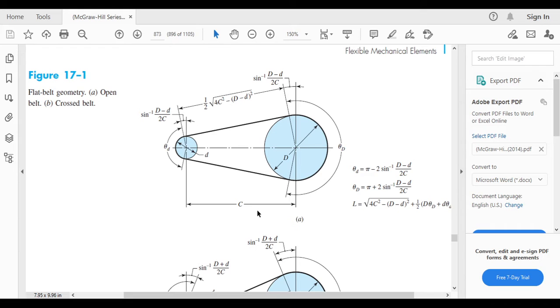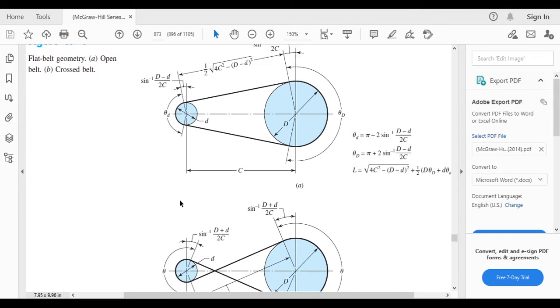So the L is the length of the belting. How much length of the belting? If you take out the belt and measure the length, the total length of the belt is the L. If you take out everything of the belting and measure it, this is the length of the belt, represented by capital L.